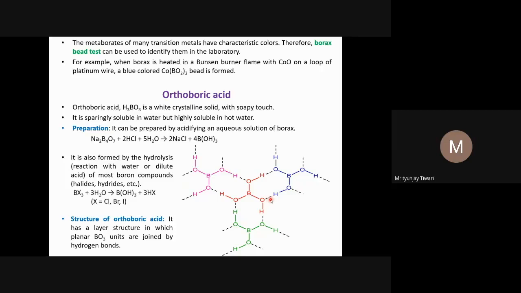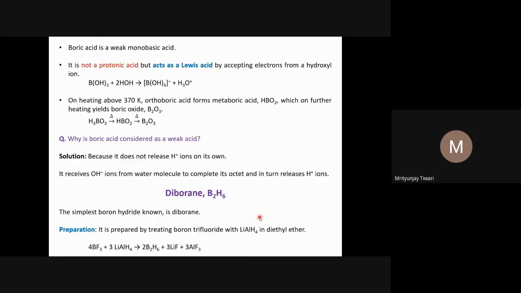These hydrogen bonds are also planar, and so there is a sheet structure that we see, the formation of a sheet structure of the boric acid, and these sheet structures may be arranged over one another. So the boric acid has a layer structure in which planar BO3 units are joined by hydrogen bonds, and that we see here in this structure.